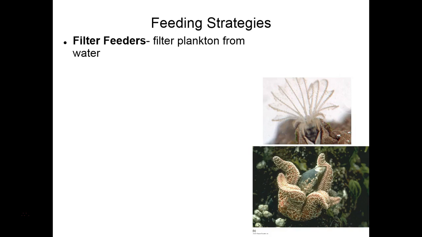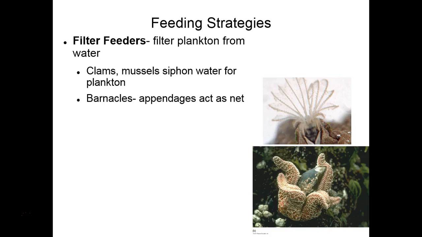All right, let's talk a little bit about how intertidal organisms get their food. So we have different categories based on their feeding strategies. Filter feeders filter plankton from the water. So essentially they use some mechanism to get the plankton that float through the water. Clams and mussels will siphon the water for plankton. That means they are essentially sucking water into their body and filtering for the plankton, and then expelling the water back out that is free of plankton now because they've now eaten it.